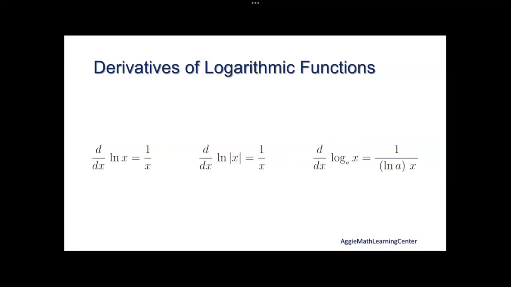And then we also have our logarithms. So we have the derivative of ln of x is 1 over x. Derivative of ln of an absolute value x is still 1 over x. And then derivative of a logarithm with any base that's not e is 1 over the ln of a times, or 1 over x times 1 over ln of a.